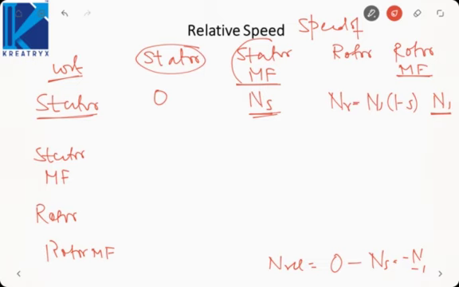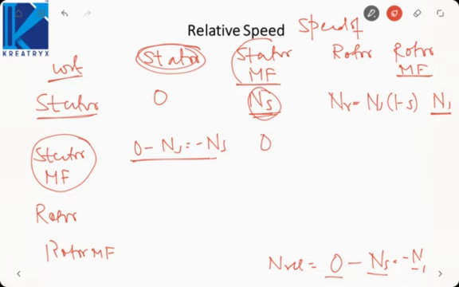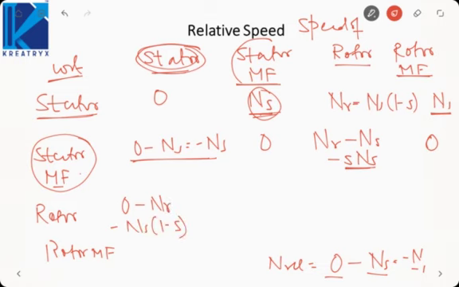Now speed of stator with respect to stator magnetic field will be 0 minus ns, because the frame of reference is the stator magnetic field which rotates at ns, and the actual speed is 0. So minus ns. Speed of stator magnetic field with respect to itself is ns minus ns, which is 0. Speed of rotor with respect to stator magnetic field will be nr minus ns, which is minus s ns. Speed of rotor magnetic field with respect to stator magnetic field is 0. Both are stationary with respect to each other. Speed of stator with respect to rotor is 0 minus nr, which is minus ns (1 minus s). The minus sign indicates opposite direction. Speed of stator magnetic field with respect to rotor is ns minus nr, which is s ns. Speed of rotor with respect to rotor is nr minus nr, which is 0. Speed of rotor magnetic field with respect to rotor is s ns.